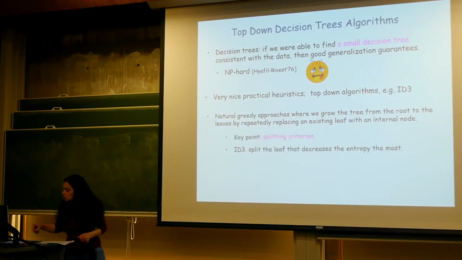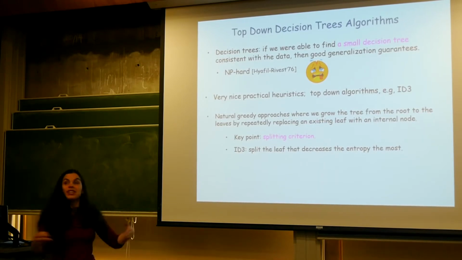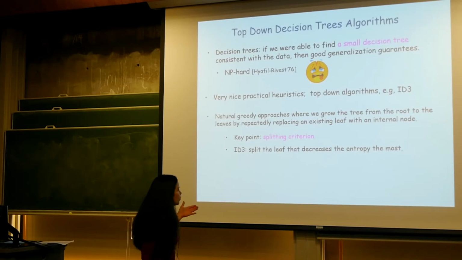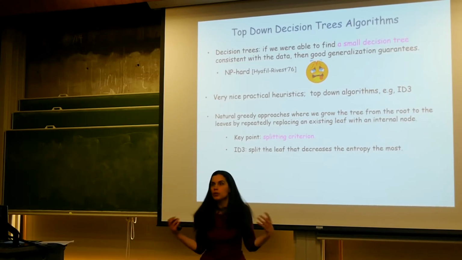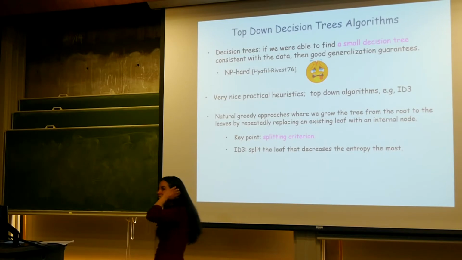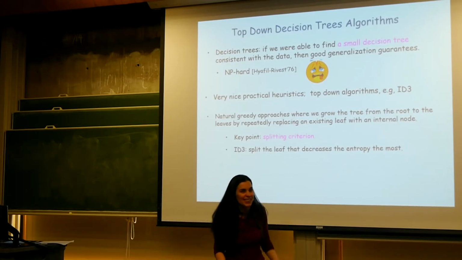Obviously, the only thing that is left to specify is the splitting criterion. As we've seen in ID3, the splitting criterion is to pick the leaf that decreases the entropy the most, the one that has the highest information gain. So that's very natural, and Tom showed us pictures that it does very well on real data.